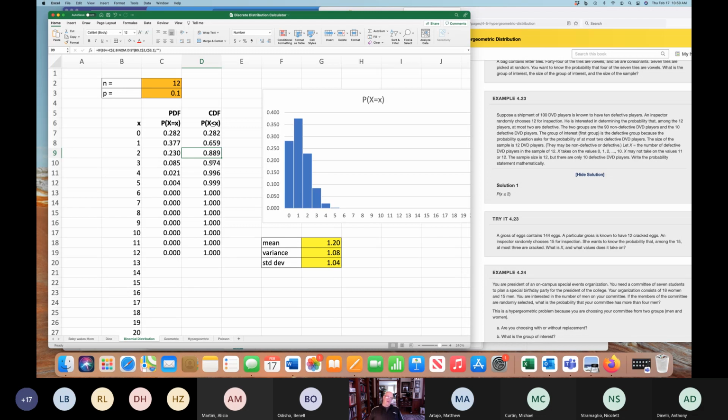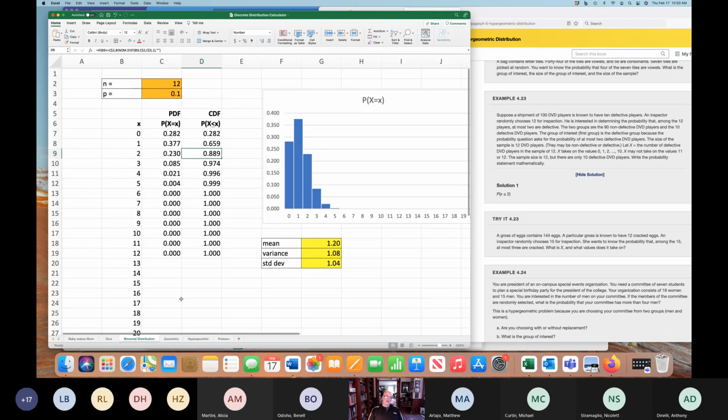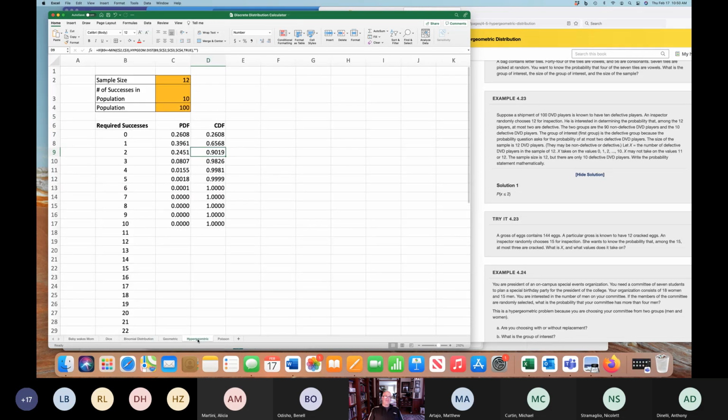I think the problem here is that we don't know the population. We're assuming an infinite population here. The binomial distribution assumes an infinite population, where the hypergeometric assumes a finite population of 100. And there's 10 out of 100 that we're looking for. So it's a slightly higher probability of finding 2 or less than with the binomial distribution.